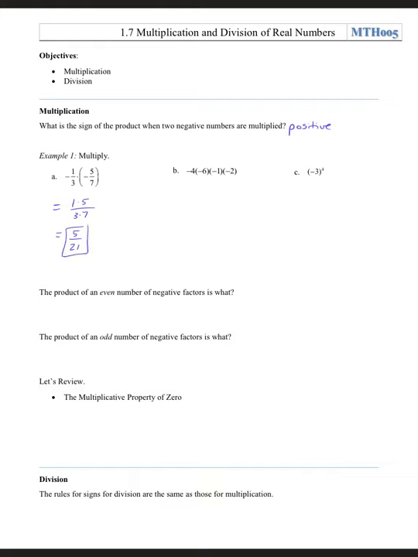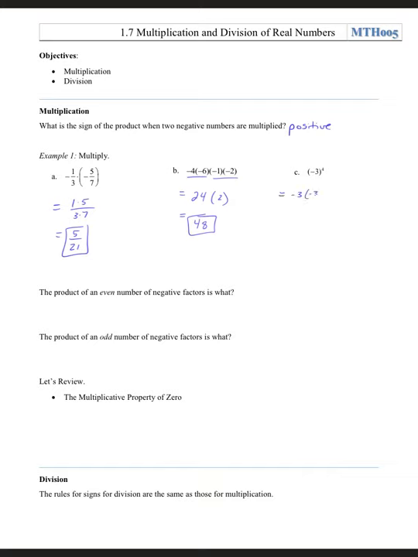Letter B. We have a negative 4 times a negative 6 times a negative 1 times a negative 2. If you need to, do this in two parts. Negative 4 times negative 6 would be a positive 24. Negative 1 times negative 2 would be a positive 2. 24 times 2, right, is 48. Again, if we have four negatives there, they're all going to cancel and it's going to be a positive.